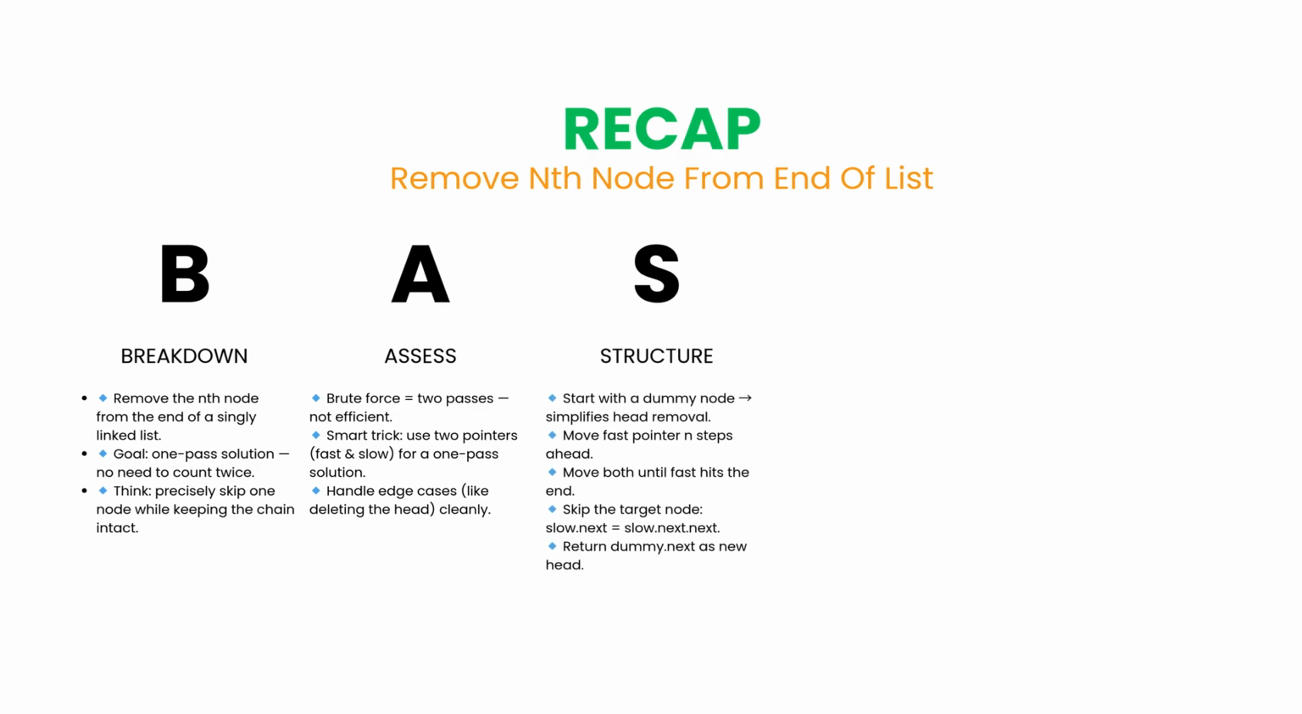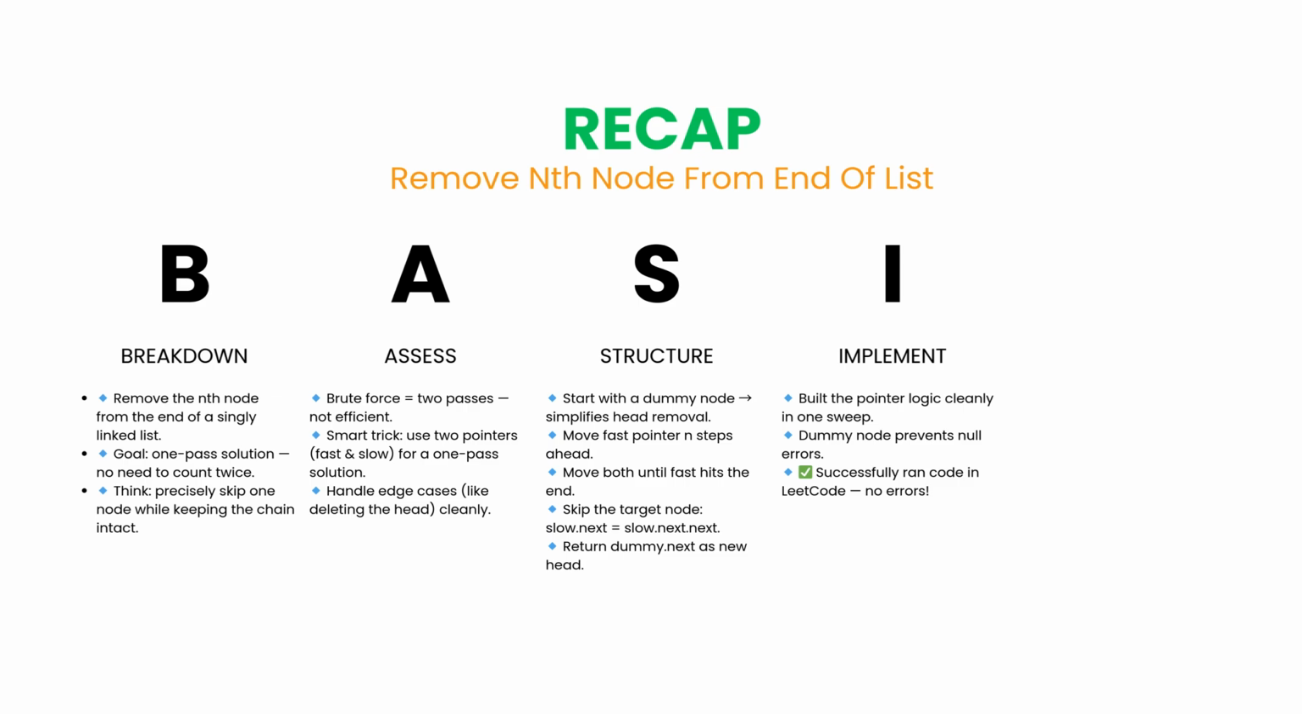Structure recap. Here's the plan. Start with a dummy node pointing to the head to handle edge cases. Move the fast pointer n steps ahead. Move both fast and slow pointers together until fast reaches the end. Slow will then be just before the target node, so skip it by adjusting pointers. Return the new head from dummy.next.